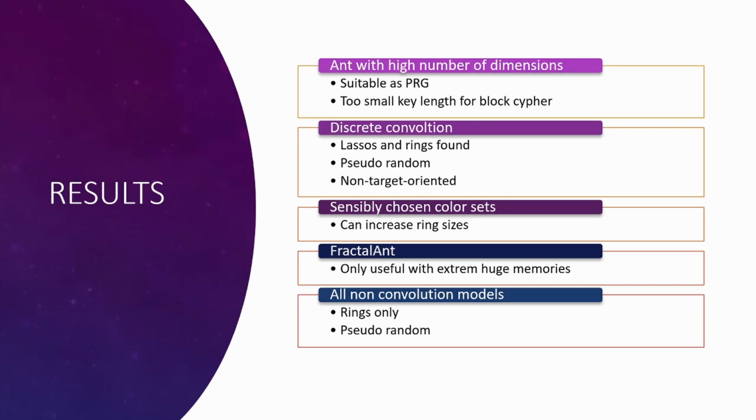Maybe one interesting thing that I'm not showing here in my results is that if you use a 2x2 memory, every model creates a ring on size 8. In addition, we have here an ordering of the models. First we have our ANT model. I think it's very suitable as a PRNG at the moment.